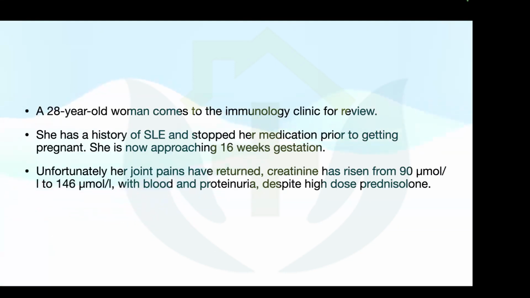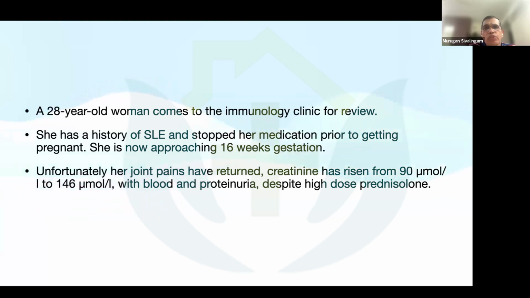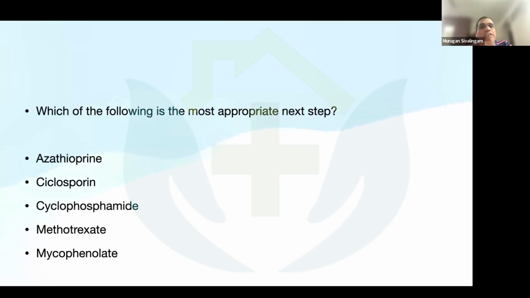Next question. We'll do 1 or 2 additional questions because I started a little bit late. Now, the next question is, a 28-year-old woman comes to the rheumatology clinic for review. She's got a history of SLE and stopped the medications prior to getting pregnant. Now she's approaching 16 weeks of gestation. She's got joint pains, and the serum creatinine has increased from 90 to 140, so nearly gone up by about 50%. She's got active urine with proteinuria despite high-dose steroids. Which of the following is the most appropriate next step?